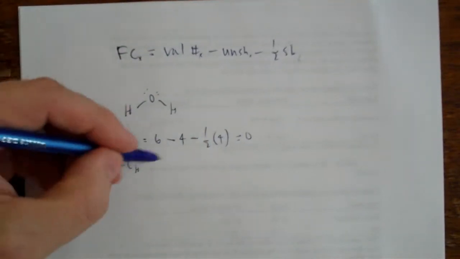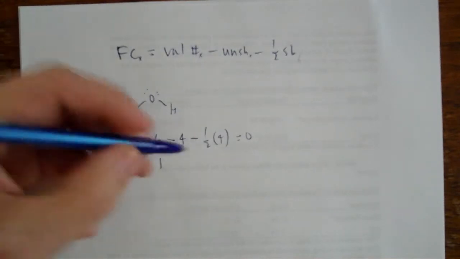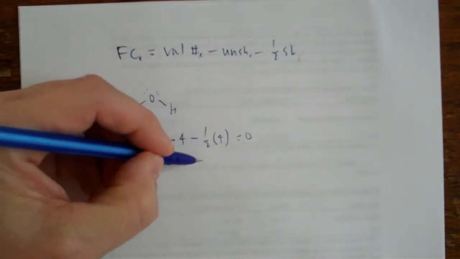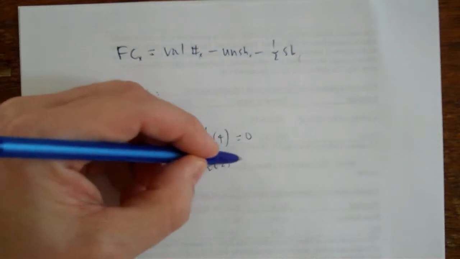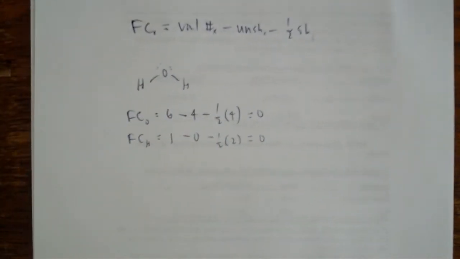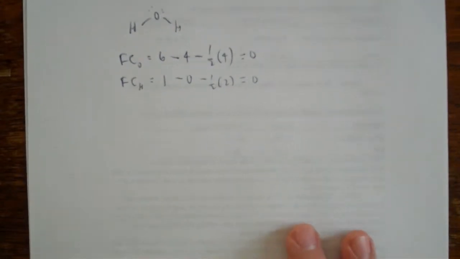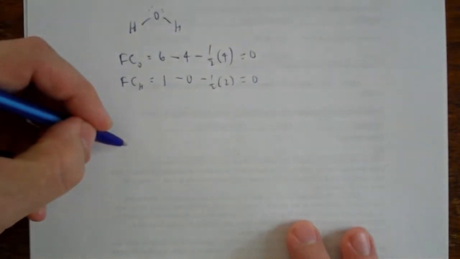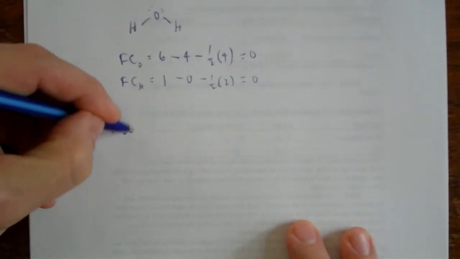What about the hydrogen? It comes from group 1. It's got 0 unshared electrons, and it's got 2 shared electrons. So that also goes to 0. All right, let's do one more example, and then we'll move on. Let's take N2O. All right.